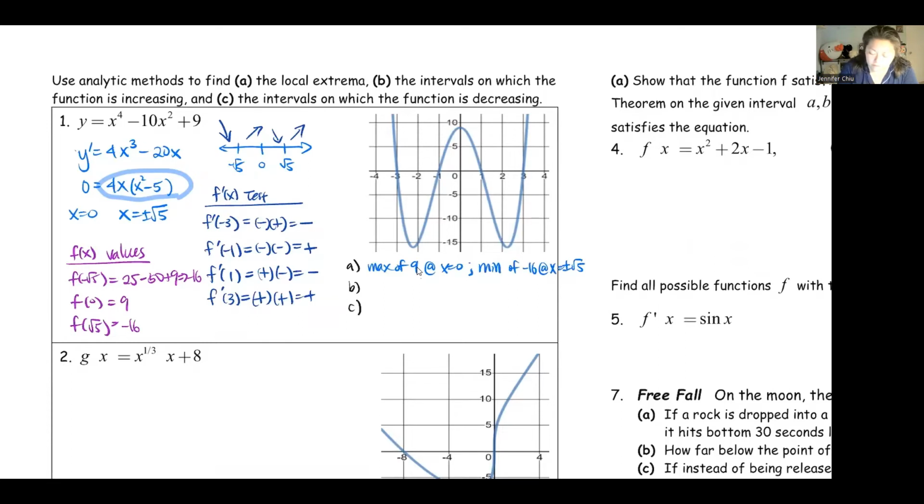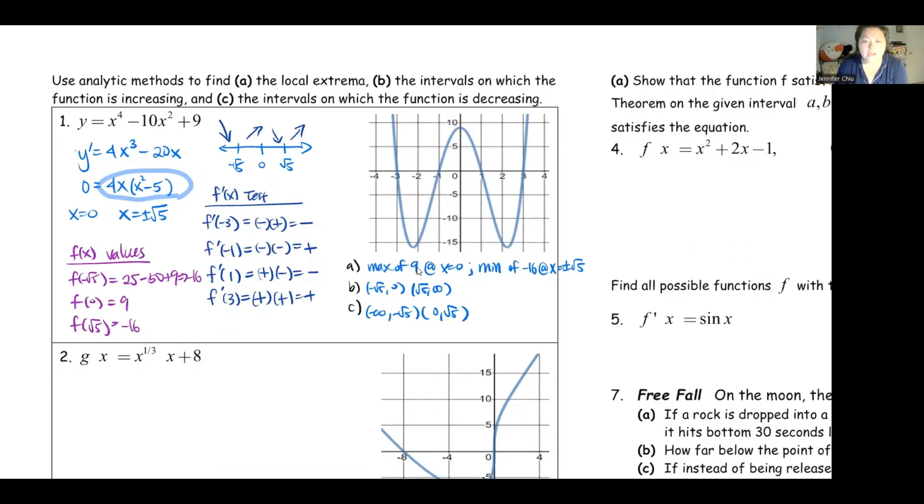My increasing interval is from negative root 5 to 0, and then from root 5 to infinity. And then my decreasing interval is negative infinity to negative root 5, and 0 to root 5. You don't have to put the union sign between these two intervals. We know that it is the combination of these two intervals, or at least the 2 intervals that are both decreasing and the 2 intervals that are both increasing.